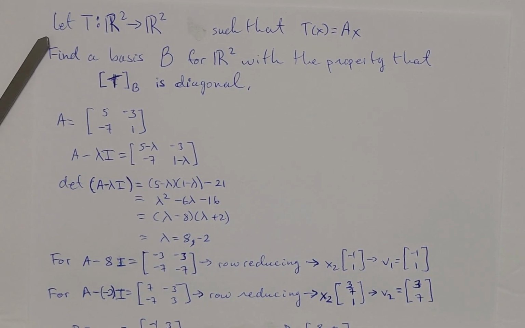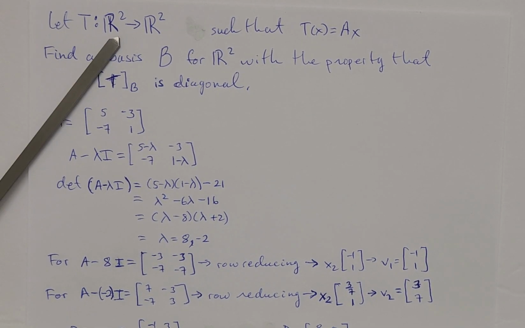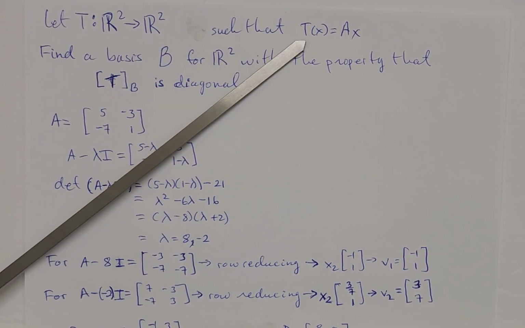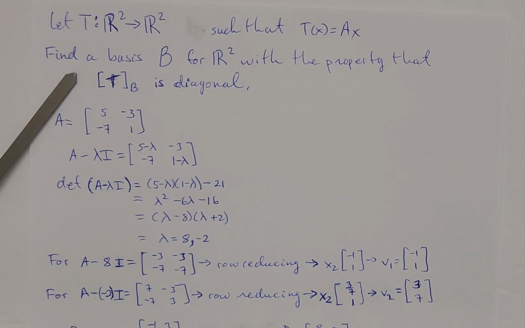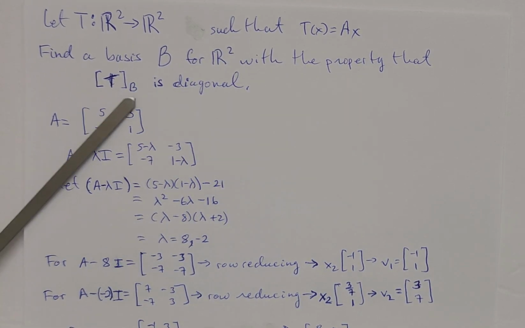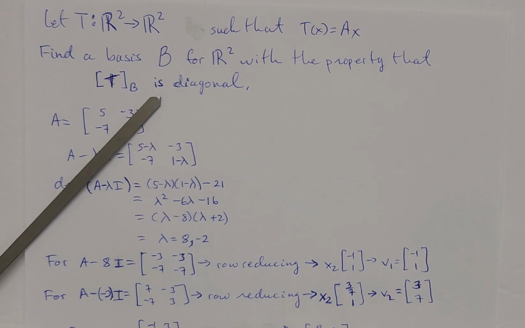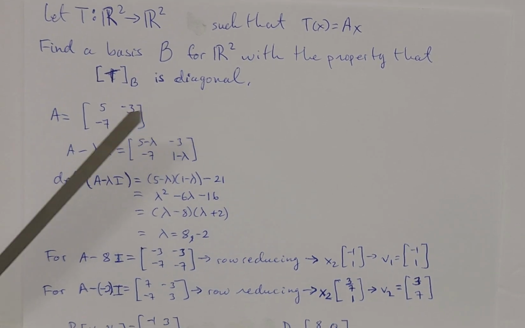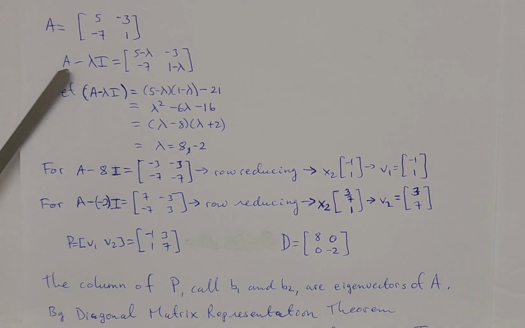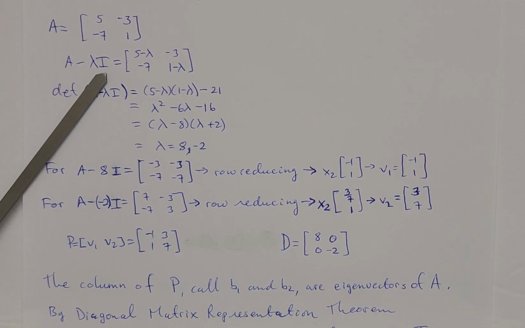This lesson is: let T be in R2, map to R2 such that T of x is equal to Ax. Find a basis B for R2 with the property that T subscript B is diagonal. So here we have a matrix A, and then we're going to do A minus lambda I.